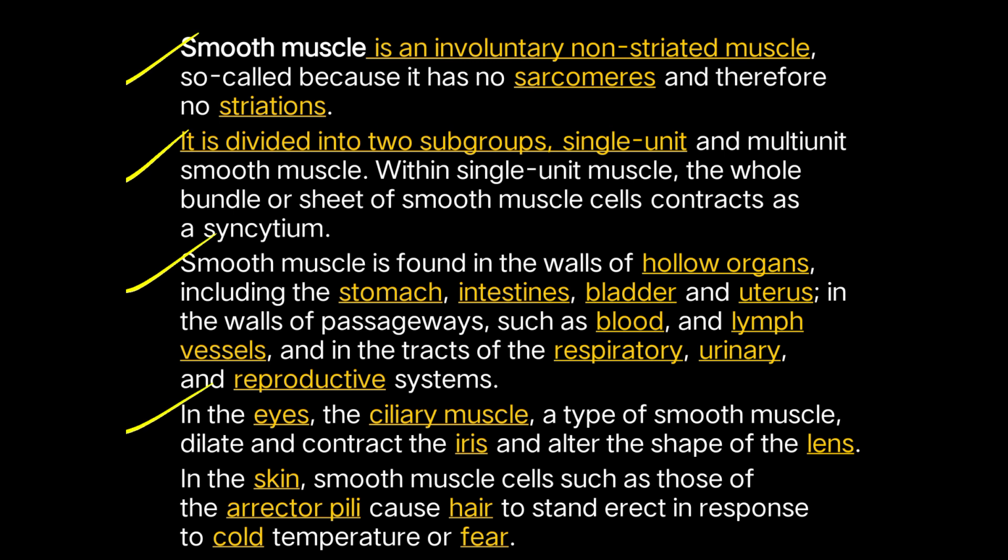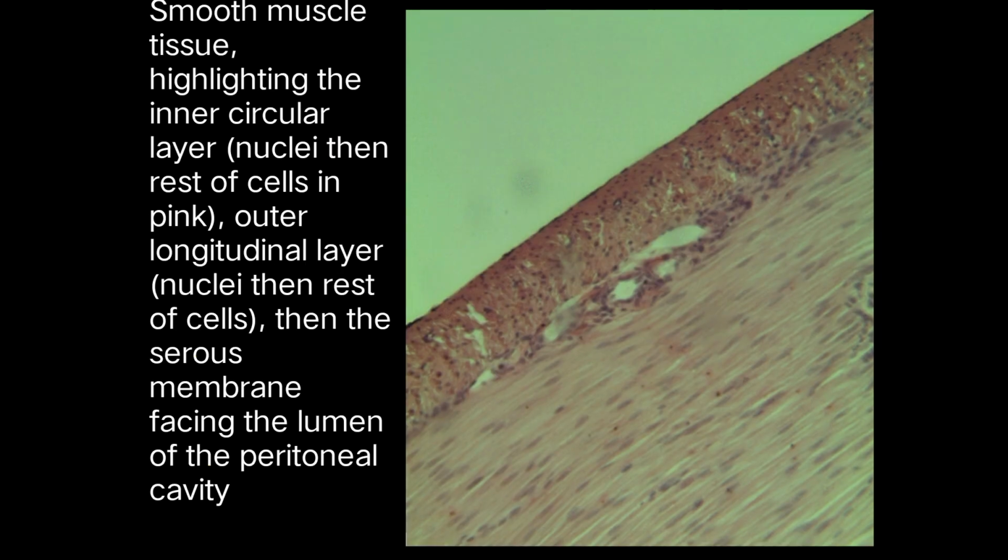In the eye, the ciliary muscle and the smooth muscle of the iris dilate and contract the iris and alter the shape of the lens. In the skin, the smooth muscle cells of the arrector pili cause the hair to stand erect in response to cold and fear.